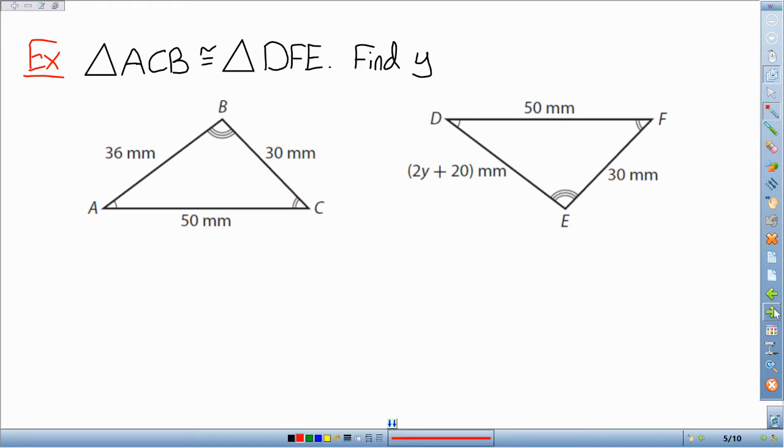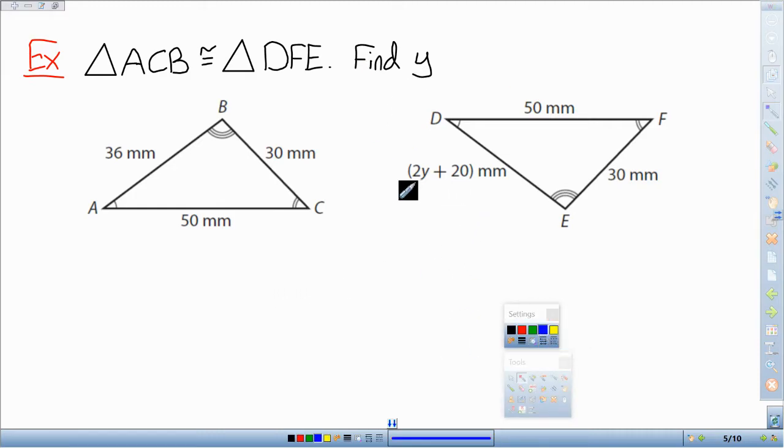Let's try another example. This one is actually asking us to find y, meaning they want us to make an equation out of some information. Go ahead and copy this all. First thing, they're telling us that these triangles are congruent. That's important.